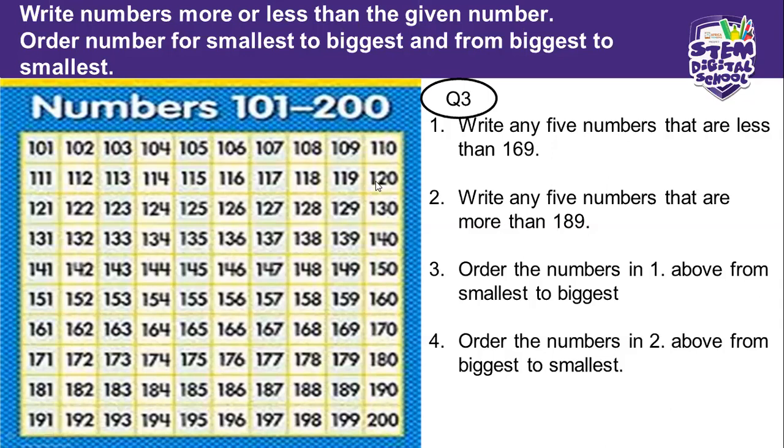Okay, we go to the second one. The second one, they say there, write any 5 numbers that are more than 189. So you're going to look at any numbers from 189 and up to 200. Only 5 numbers. 5 numbers of your choice. Remember, that's correct. Okay.